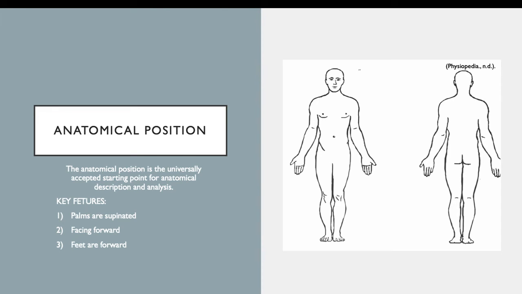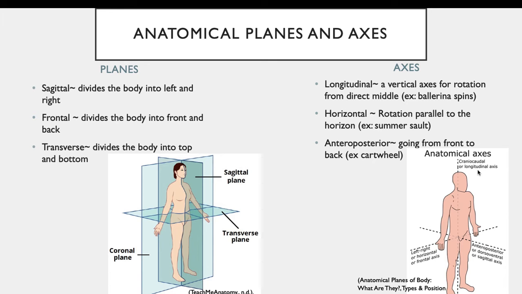So the anatomical position is universally accepted as the starting point for anatomical description and analysis. So that's why I said before it's very important. So again, some key features are the palms are supinated, you are facing forward, and feet are facing forward, as you can see in this image here, and you can see the back side of the image as well.